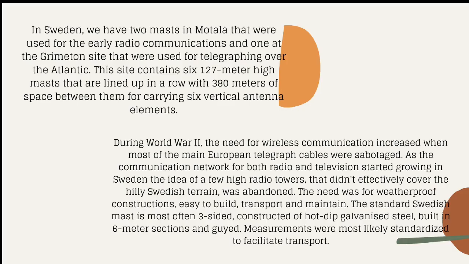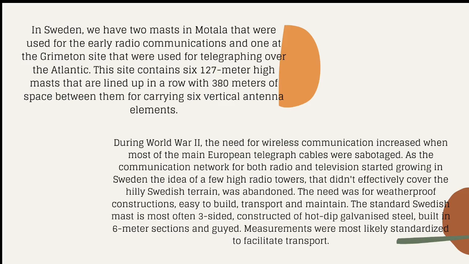In Sweden, we have two masts in Mantala that were used for the early radio communication and one at the Grimeton site that was used for telegraphing over the Atlantic. This site contains six 127-meter high masts that are lined up in a row with 380 meters of space between them, carrying six vertical antenna elements.